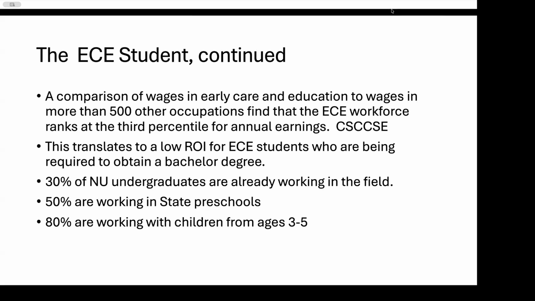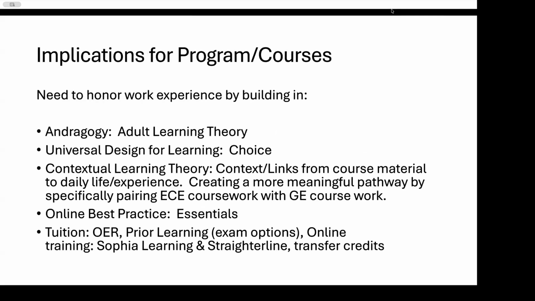Just some brief demographics about our actual students: 30% of our undergraduates are already working in the field. So they are basically already teachers of record most of the time. 50% are working in state preschools and 80% are working with children from ages 3 to 5. What this all meant about our students is a need to honor the work experience that they're bringing into the class. And to do that, we looked at building in andragogy, which is taking into consideration adult learning theory.